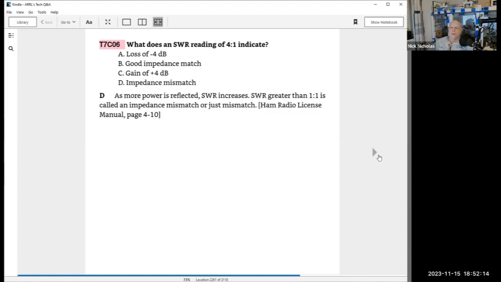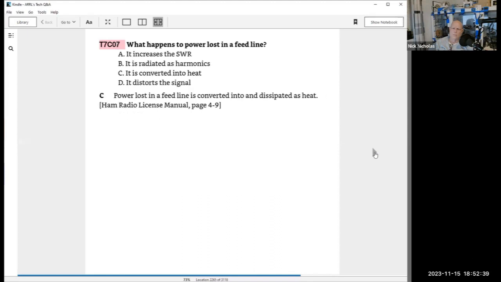What does an SWR reading of 4-to-1 indicate? And 4-to-1 is a pretty high impedance mismatch. Your transmitter probably won't transmit at 4-to-1. Old tube types might, because you can tune the output to make it match at 4-to-1, but you won't on solid state radios.